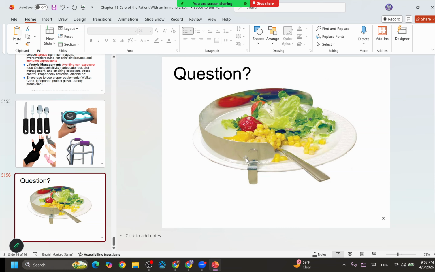Okay, it's not a lid. How are we calling this? I haven't seen this in so long, I suddenly forgot the name. Okay, we're calling this some kind of stopper, the plate stopper. It stops the food here at the edge, and that's why the patient can pick up the food very easily.